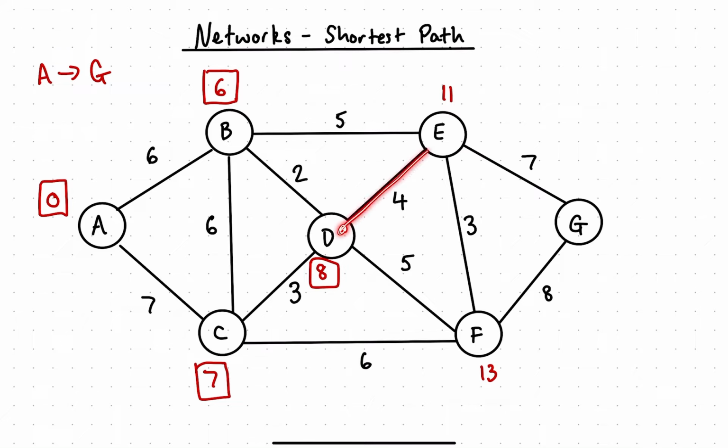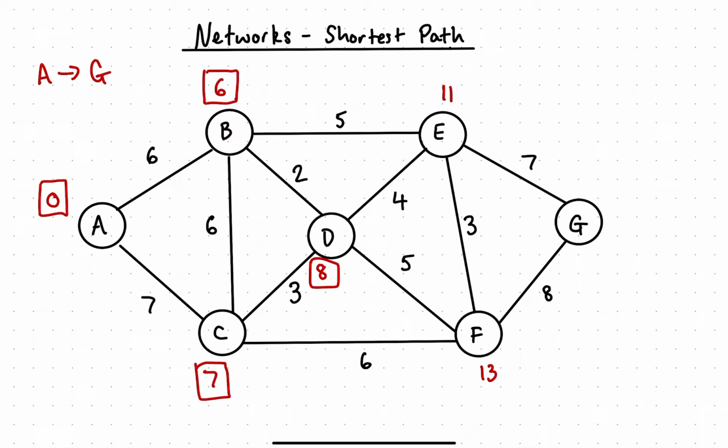So we can go from D to E, which is 4 more, which will take us to 12. It's not smaller than 11, so we're not going to choose it. From D to F, that's 8 plus 5, which is 13, which is the same as what's already there, so it doesn't matter which one of those two we choose. Okay, but there's two ways of getting to that 13, and that's the only other place because the other paths are back to boxes. Okay, so now we've considered all the places we can go from D.